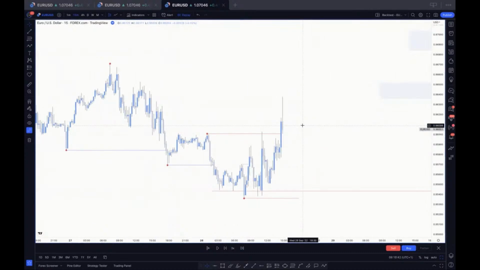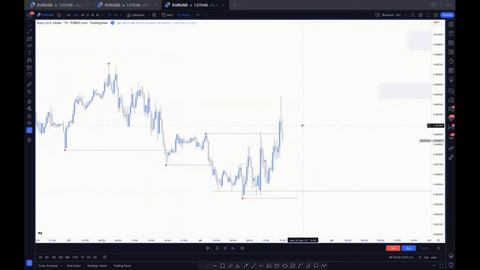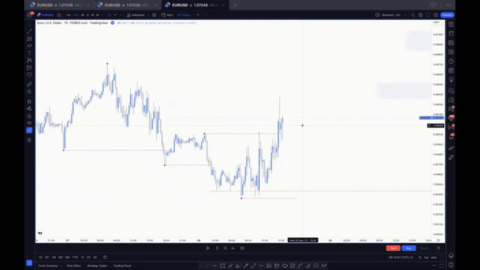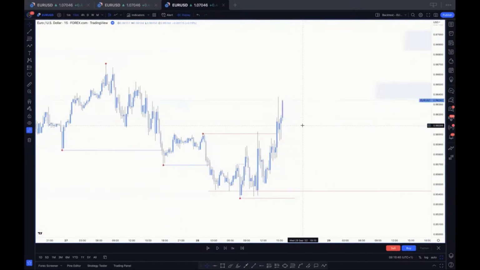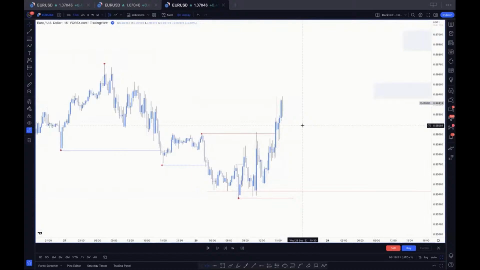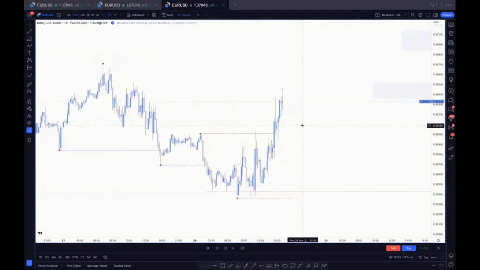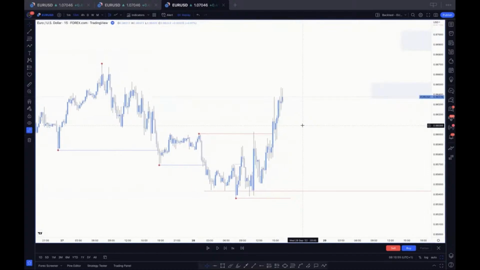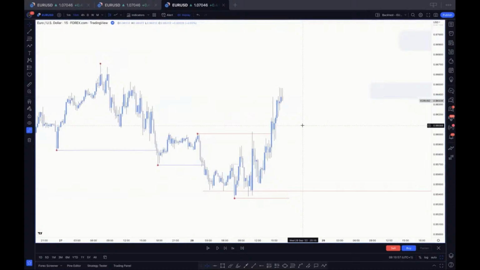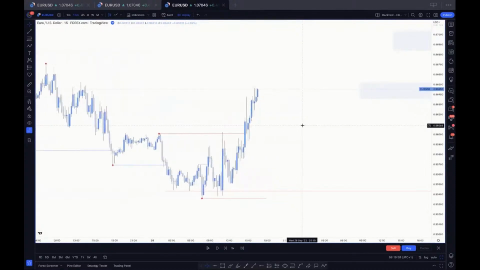So you can see the market's still pushing. Okay, it's pulling back. Okay, dancing around. Let's see. Okay. All right. Let's see what we have. Okay, cool. Now I'm going to show you something.